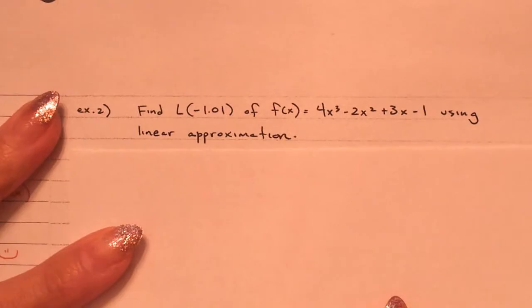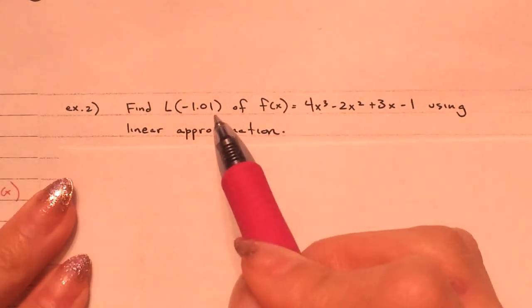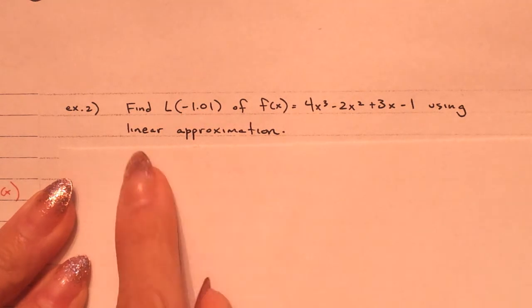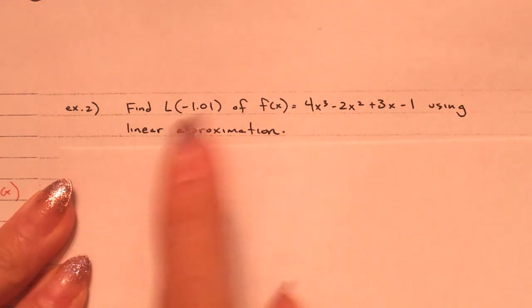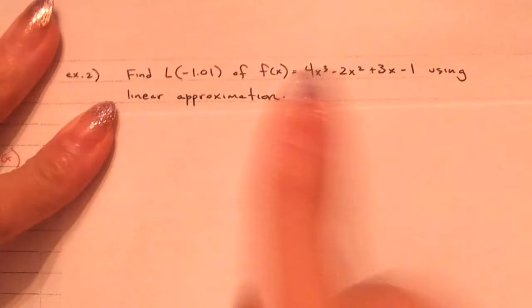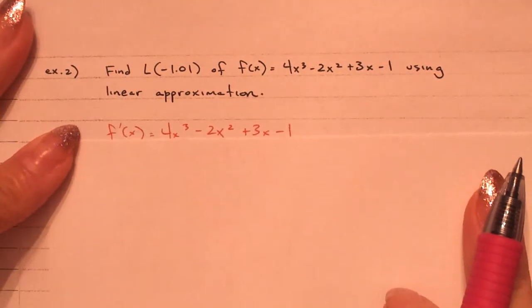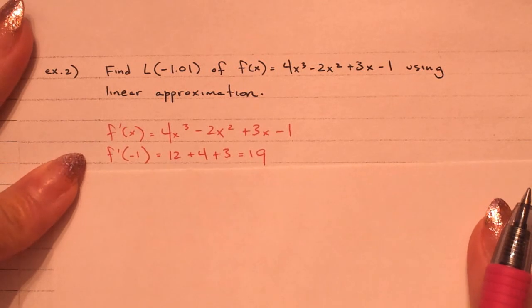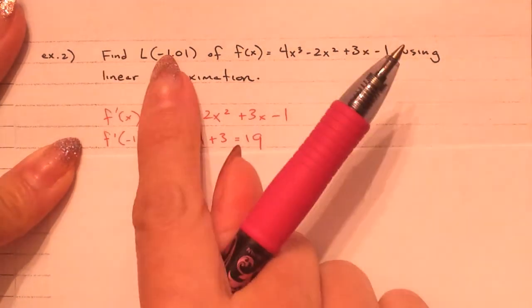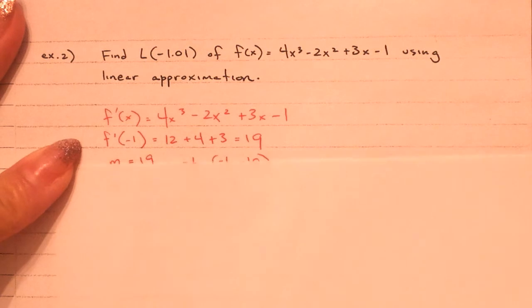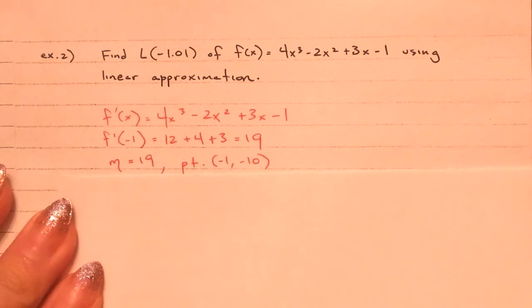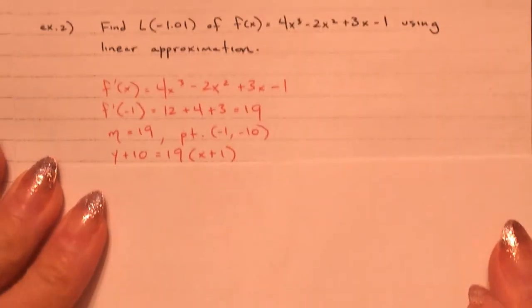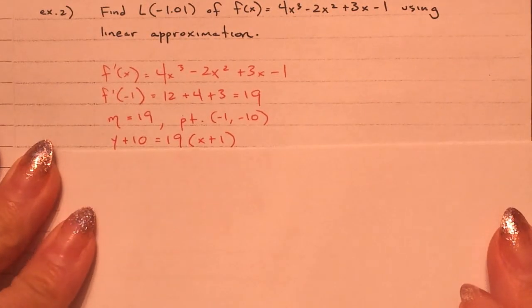So here's the other one. Let's say you have negative 1.01 and you want to plug it into here. Oh, no, it says linear approximation. Don't plug it in. So using linear approximation, you find a tangent slope at negative 1, and then you plug the negative 1 into here, and you get a point, negative 1 comma negative 10. Now you have a point and a slope. You write your point slope equation.